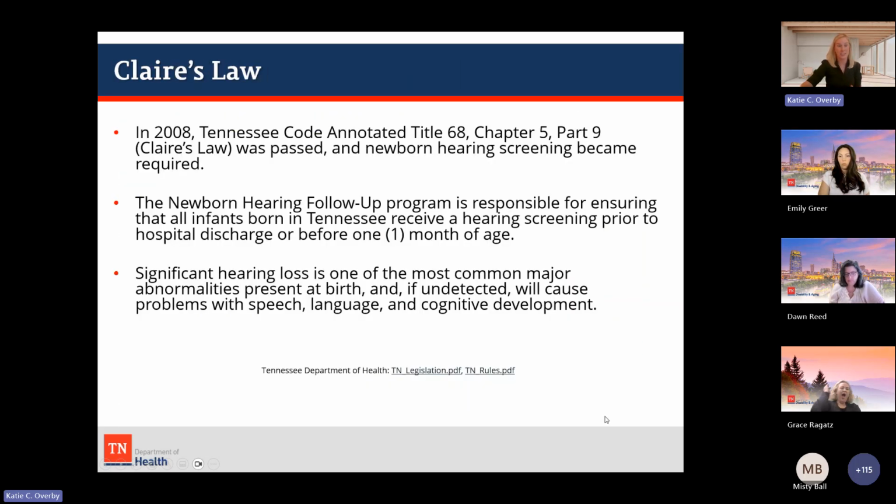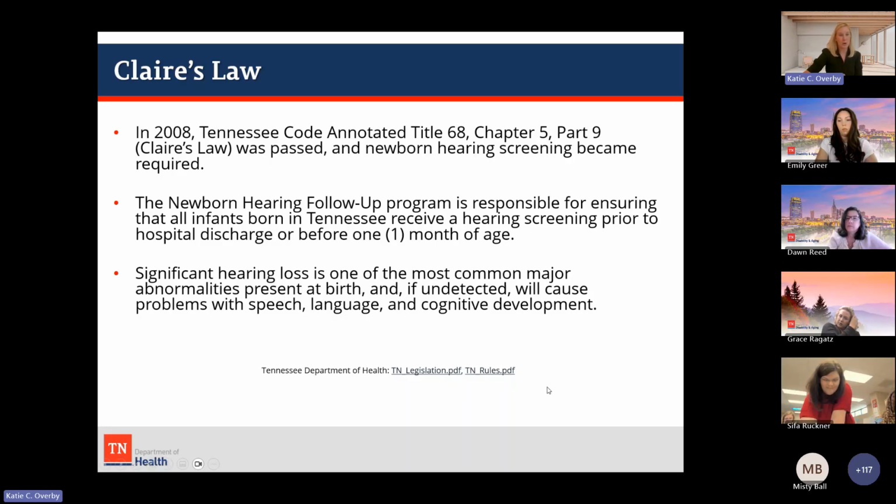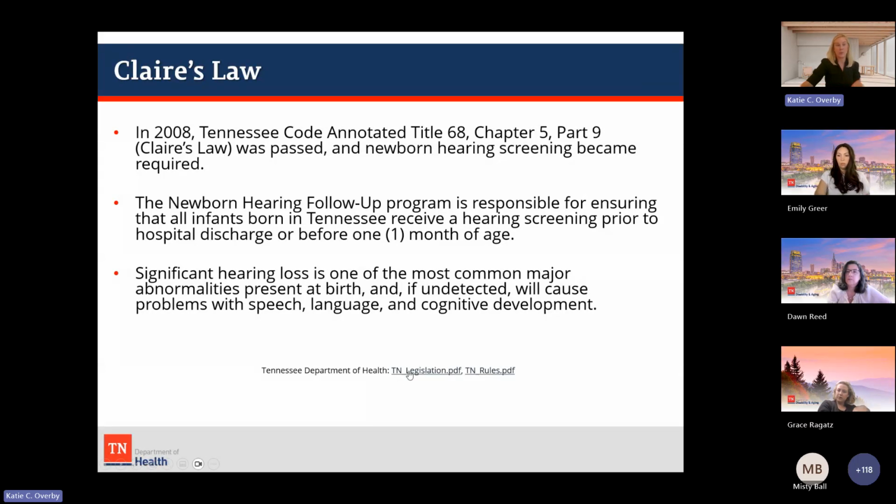So, how did all of this get started? Back in 2008, there was a family called the Perriers, and Claire was born, and they did not know that she had a profound bilateral hearing loss until a little bit later. And the family really advocated for the state to pass newborn hearing screening for all children. So, most, if not all, of the states now in the United States have a law that all children must be screened at birth. So that is where newborn hearing follow-up and early intervention has stemmed from, especially for Tennessee.